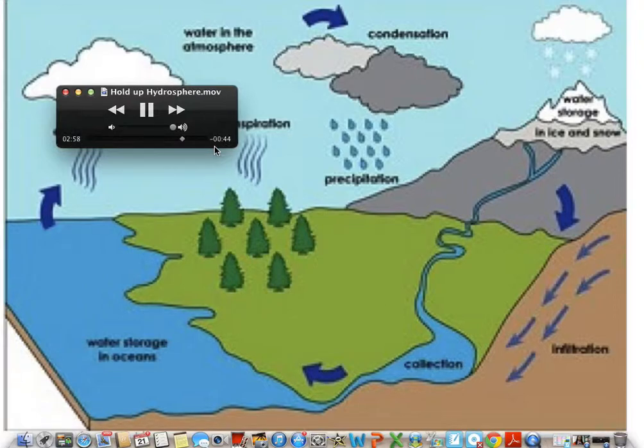Hold up. The hydrosphere. Hold up. Water cycle. Hold up. Evaporation. Hold up. Transpiration. Hold up. Condensation. Hold up. Precipitation. Hold up. And collection.